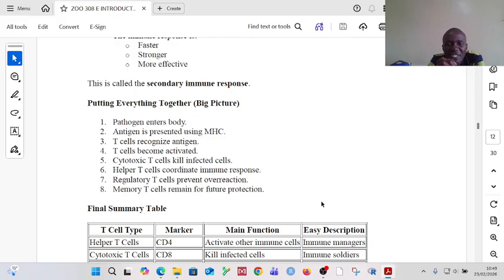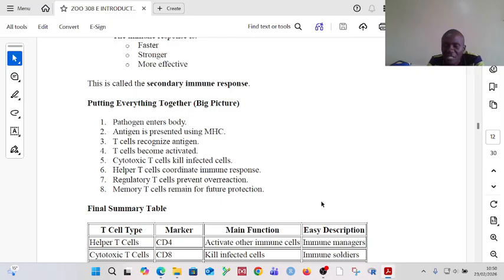The regulatory T cells ensure that there is no overreaction. The immune system is not working in excess of what is expected. Then the memory T cells ensure that some of them are kept so that in case there is a future infection, these memory T cells will offer future protection, what we are calling the secondary immune response.